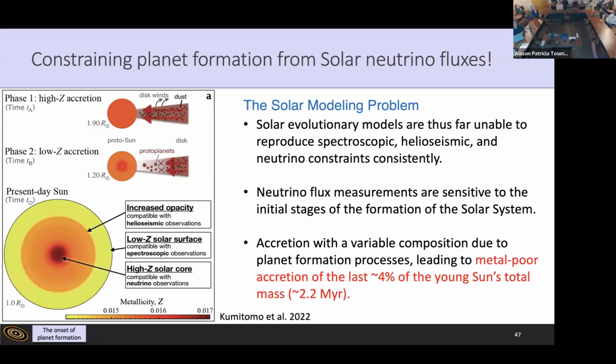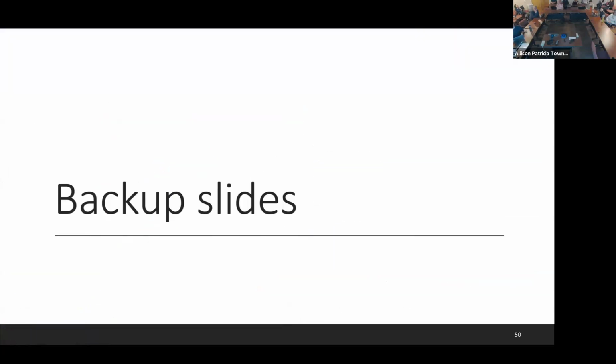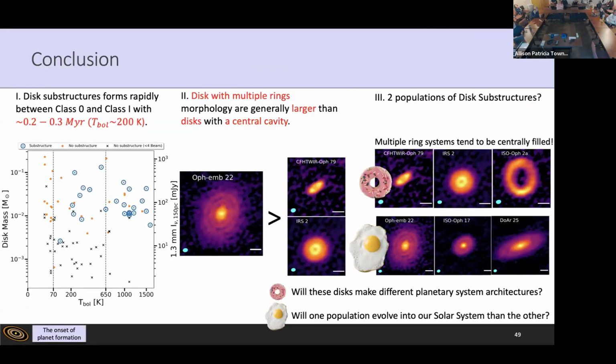Could you bring the slide to the conclusion slide? I have a question related to these very old targets with large bolometric temperature. They seem to still have some disk with relatively large disk mass, but without substructures. What could be the reason for them? Or did you exclude the disks with high inclination angles? Because if they are edge-on disks, you'll never be able to detect the substructures. Yeah, so I excluded all the edge-on disks with inclination angle greater than 75 degrees.